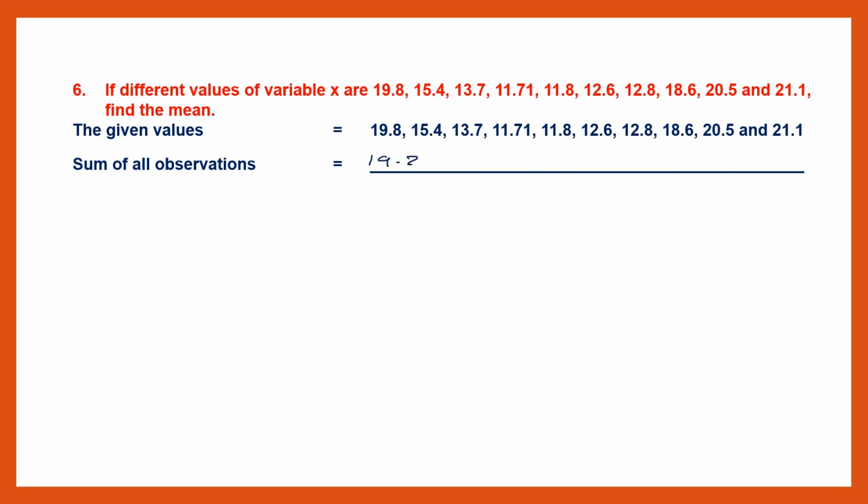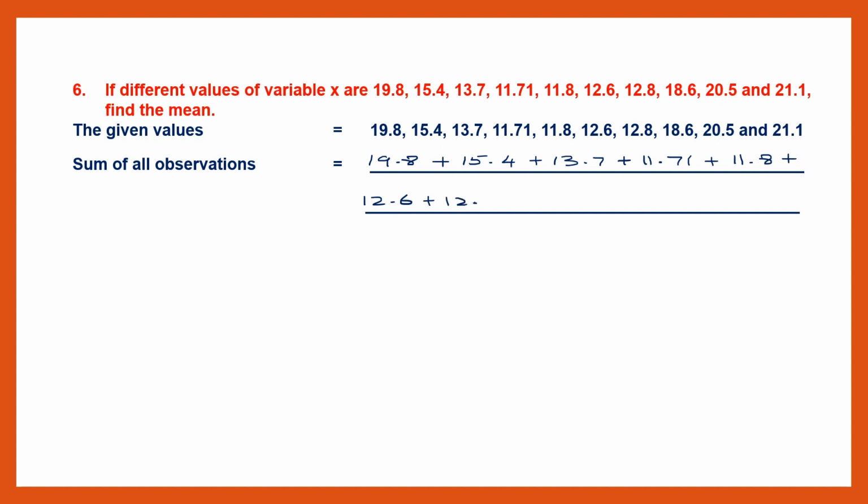So 19.8 plus 15.4 plus 13.7 plus 11.71 plus 11.8 plus 12.8, 12.6 first, 12.6 plus 12.8 plus 18.6 plus 20.5 plus 21.1. So as you are writing, it's better to put a tick above so you know that you've got all these numbers. You've not missed out anything.